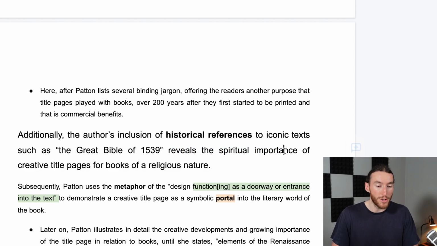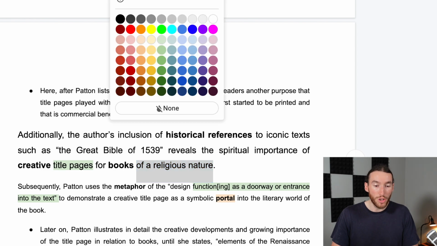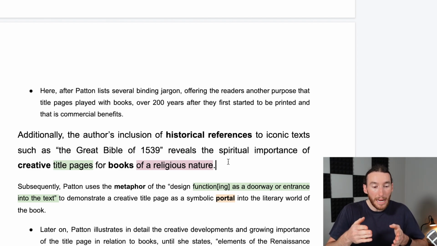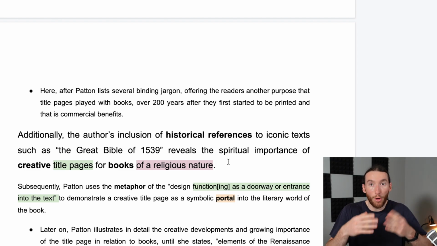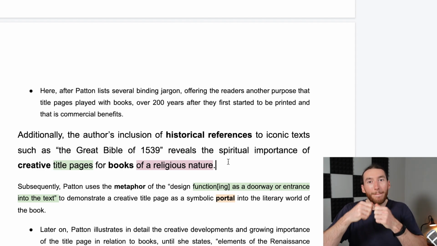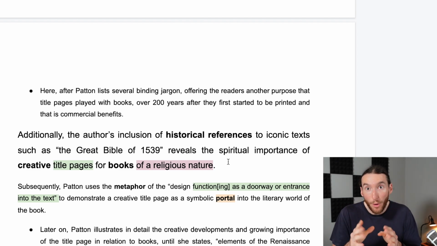The spiritual importance of creative, there I've used the word of the question, title pages for books of a religious nature. There we go, relationship between creative and books. And notice how when I said creative and books, we actually elaborated creative title pages, books of a religious nature. So both times when we used the words of the question, we expanded on them simply by putting a few words before or after or both, right? In this case, creative title pages, books of a religious nature. Make sure when you refer to the key terms of the question, you do that slight but very important unpacking.